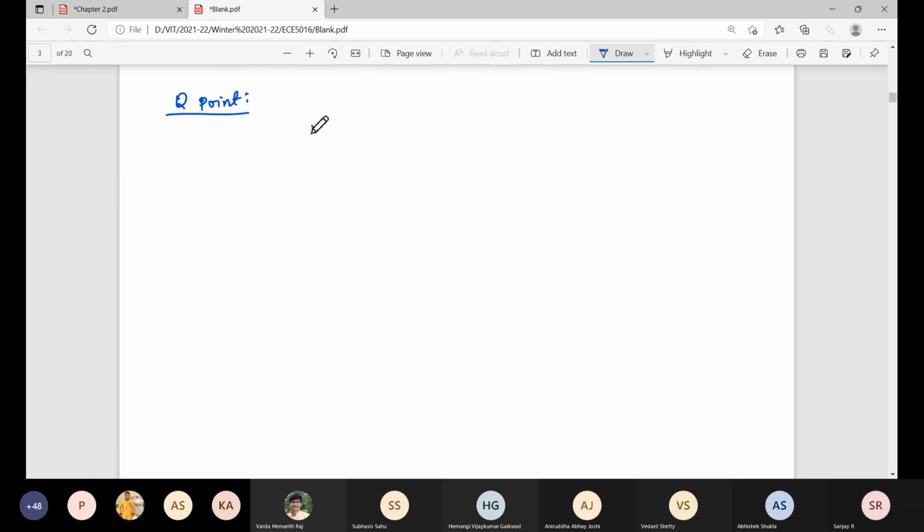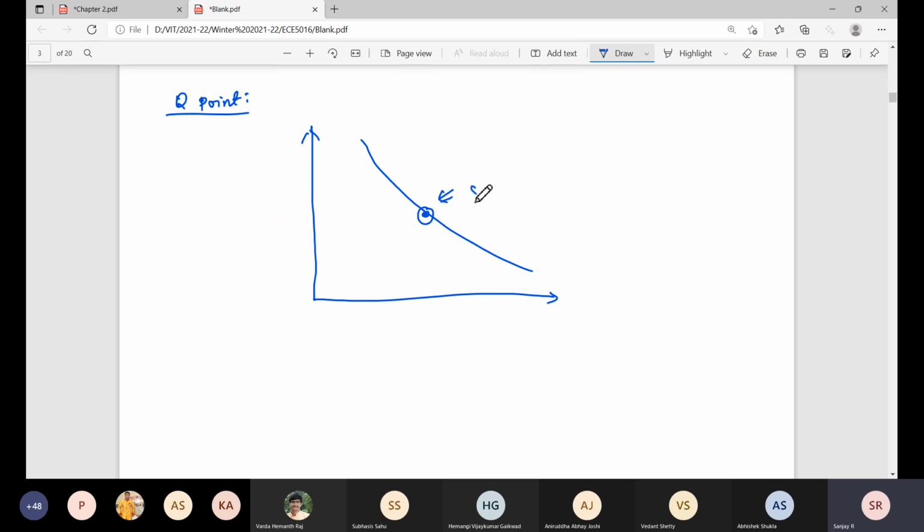Let's take some curve. I am operating the transistor at this point, and applying a very small signal, not a large signal. That means a very small amplitude. I'm taking it in this region.